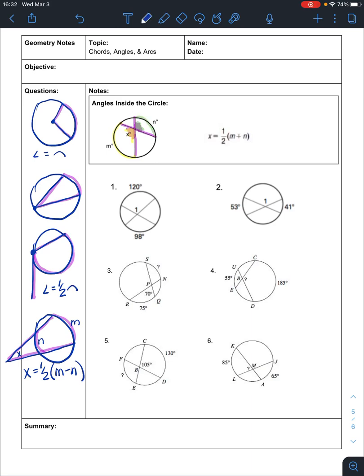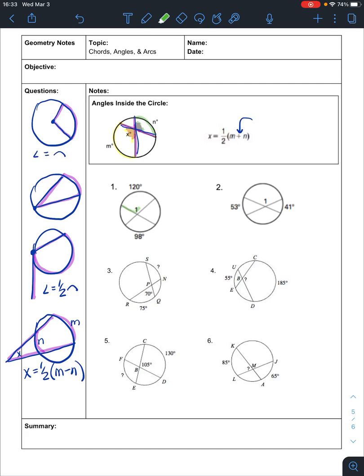So the problem is I have 2 arcs, and what am I going to do with both of them? Well, in this case, you're going to add them. Before I subtracted them, now they're adding. One way that you can remember it is this kind of looks like a plus sign inside there, so that tells me I need to add them.